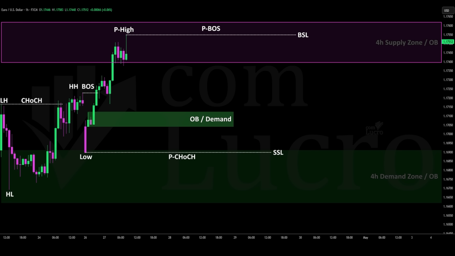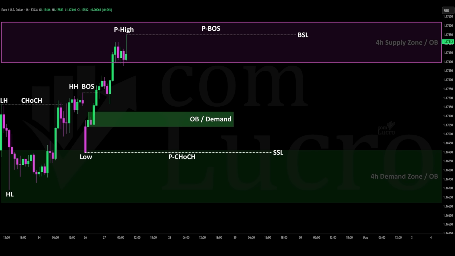In other words, even if the 1-hour structure still appears bullish for a short period of time, the market is now approaching a region where higher time frame participants may begin defending positions and pushing price lower. And this is where the market dynamic begins to change completely.